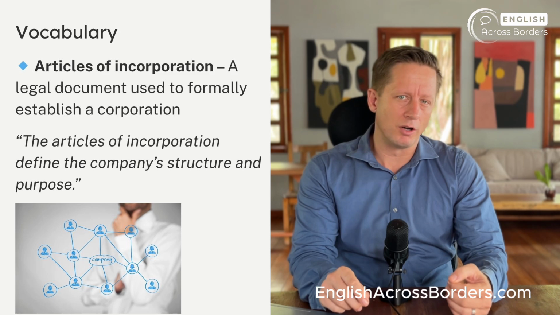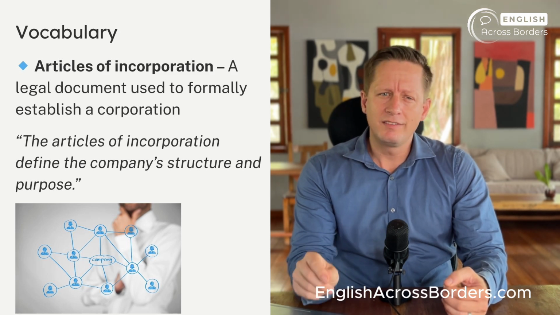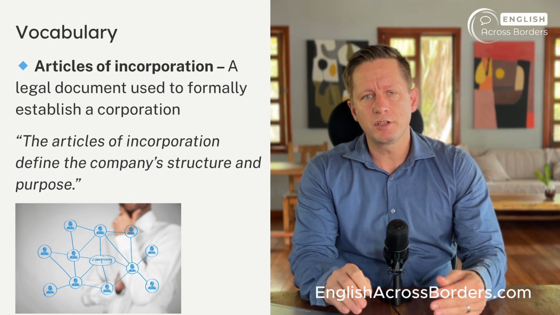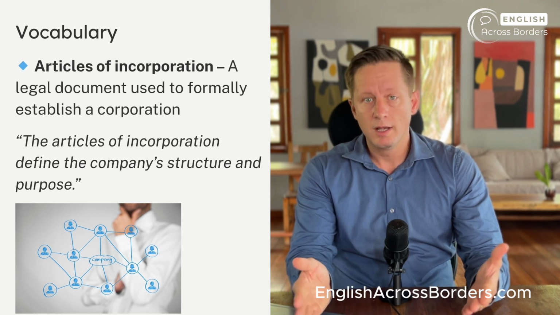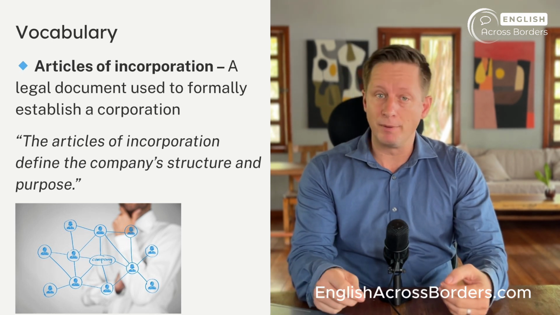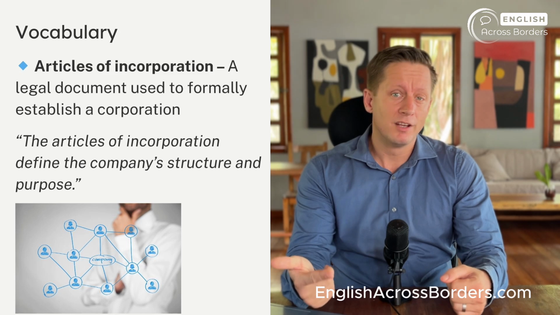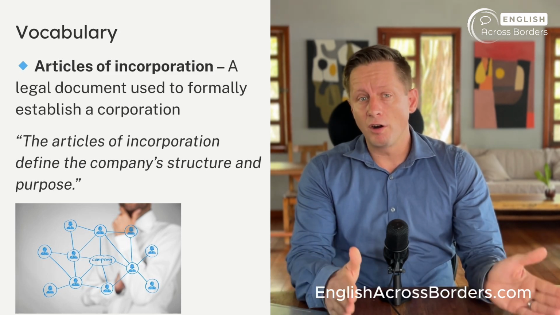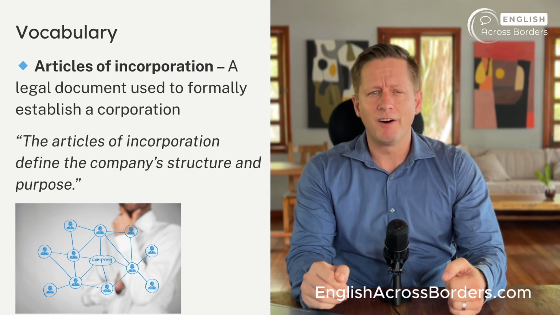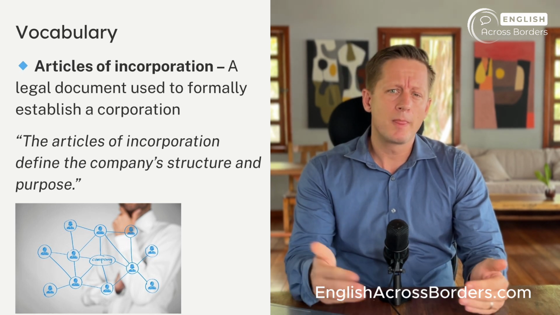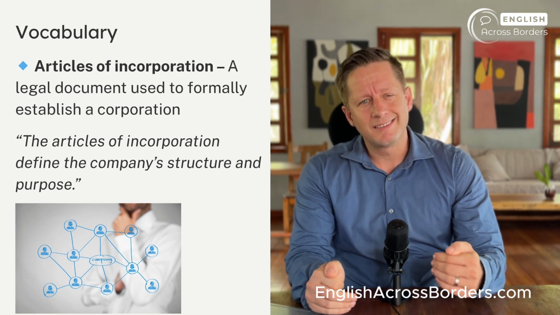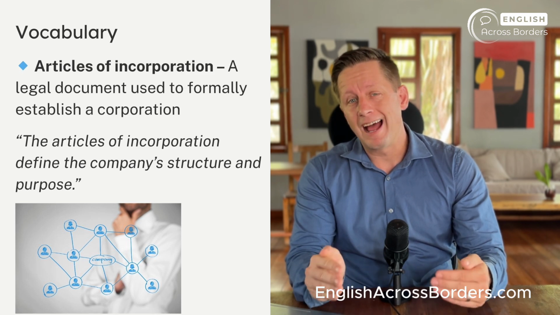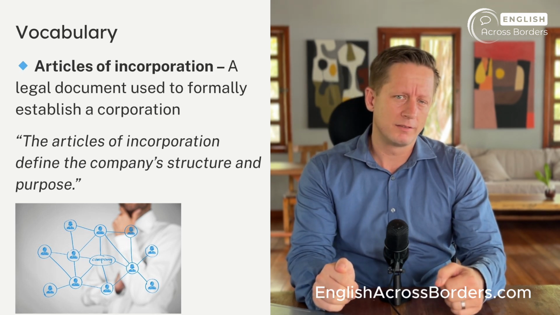Articles of incorporation. Let's talk about articles of incorporation. This is a key legal document filed with the government to officially create a corporation. It typically outlines the company's name, purpose, structure, and key rules. For example, the Articles of Incorporation define the company's structure and purpose. This document is essential because it sets the foundation for how the corporation operates.